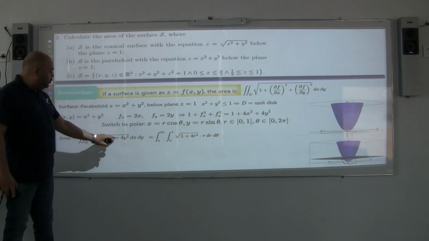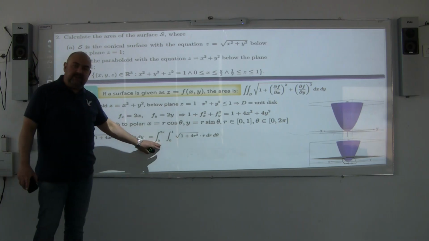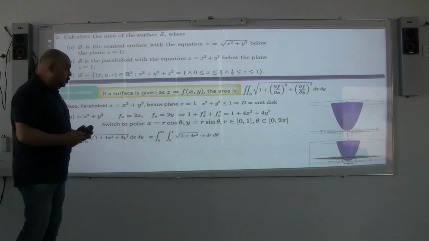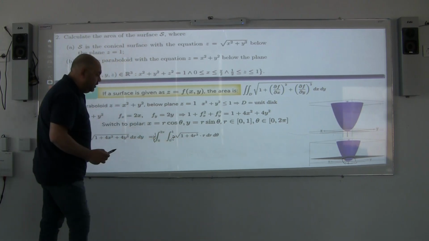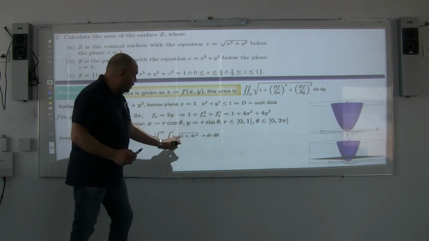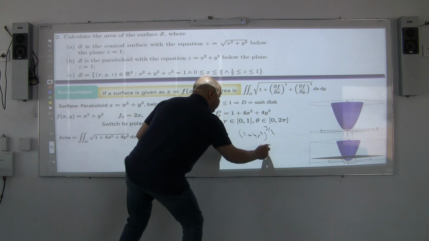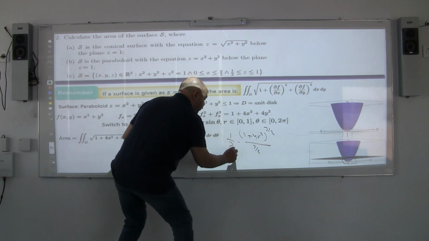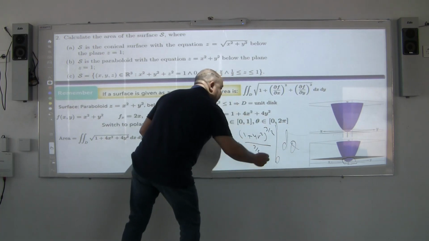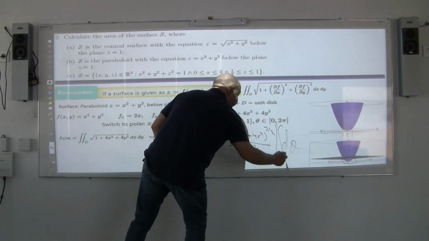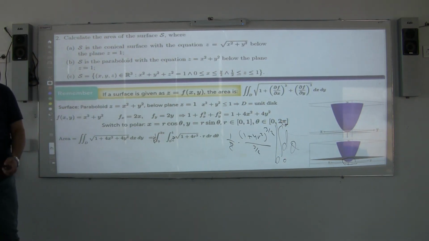This is the square root of 1 plus 4r squared. And the integration will run from 0 to 1, from 0 to 2 pi, exactly as you can see. If I want to integrate, all I have to do is multiply here by 8, so here is going to be 1 over 8. Now I'm ready to have this guy, 1 plus 4r squared to the power of 3 over 2, divided by 3 over 2. Don't forget 1 over 8. Then make the substitution of 0 and 1. Then finish everything by the outer integration from 0 to 2 pi. You are ready and you have your result.